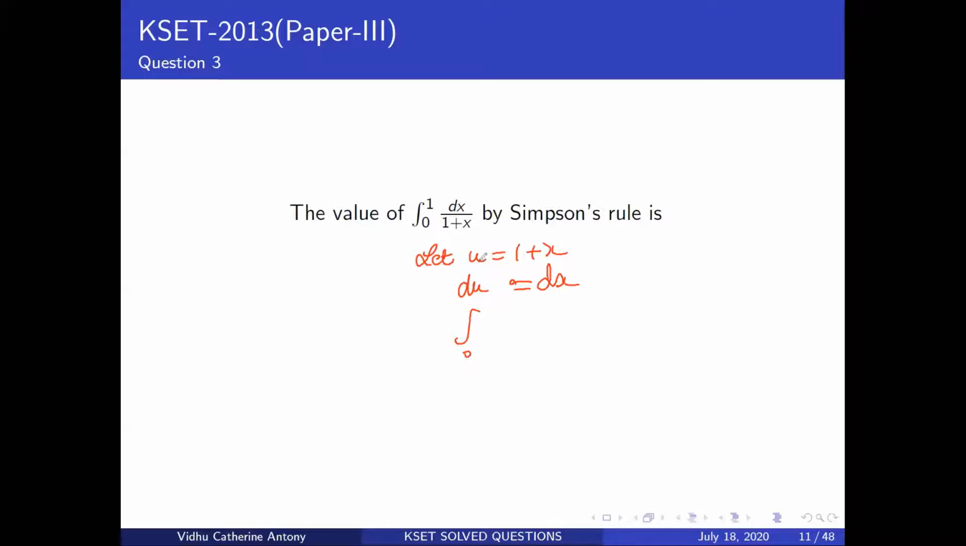So what do you have? If u is equal to 1 plus x, then the lower limit is going to be 1. You're changing your variables from x to u, right? So this is going to be 1, and 1 plus 1 is going to be 2. So you have dx divided by 1 plus x, and that gives you du divided by u. So what's the integral of that? You should get ln of u, with limits from 1 to 2. Since ln of 1 is 0, you can write ln of 2.